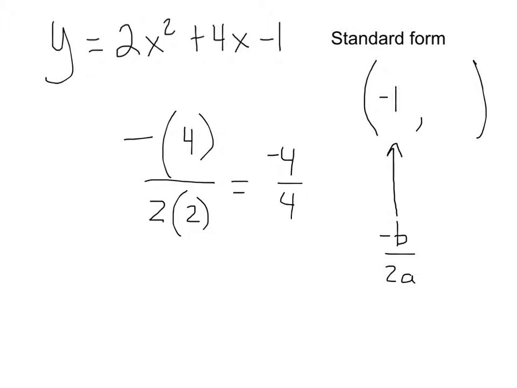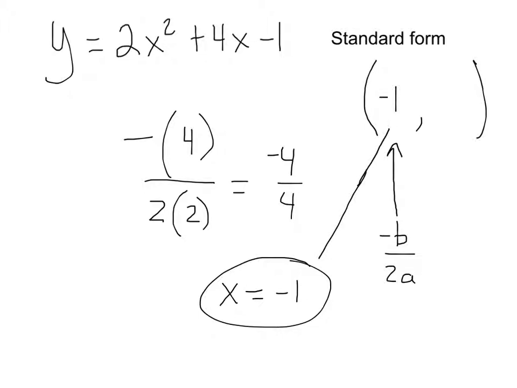My x value in my vertex is also called the axis of symmetry, or line of symmetry. So if I ask what the axis of symmetry is right here, you would say x equals -1. That's your axis of symmetry. The x value in your vertex is also your axis of symmetry.